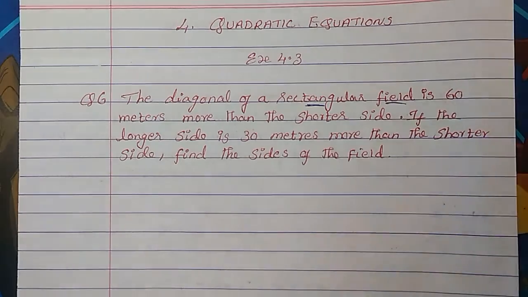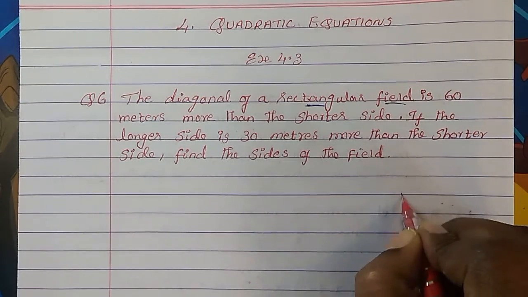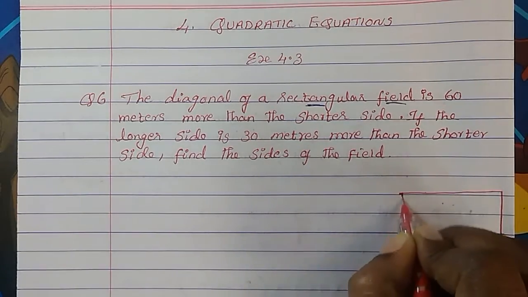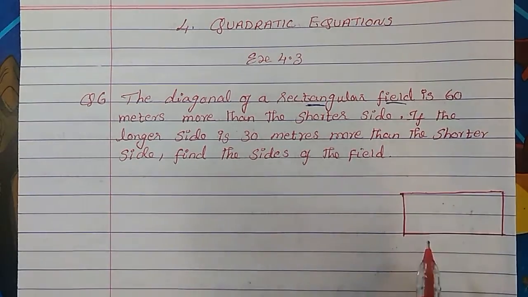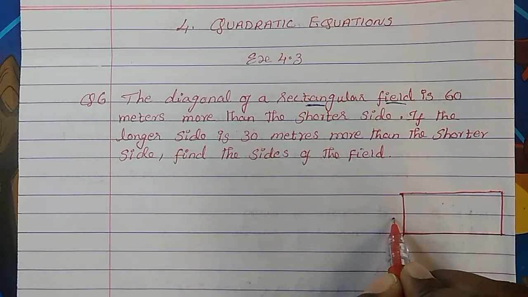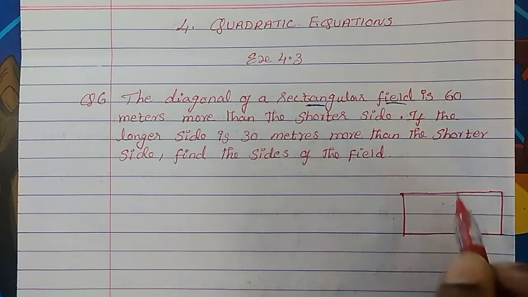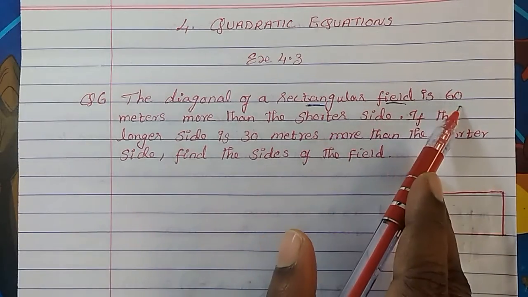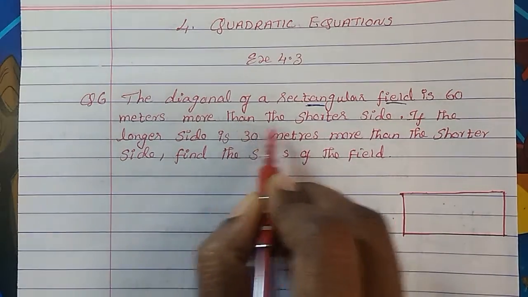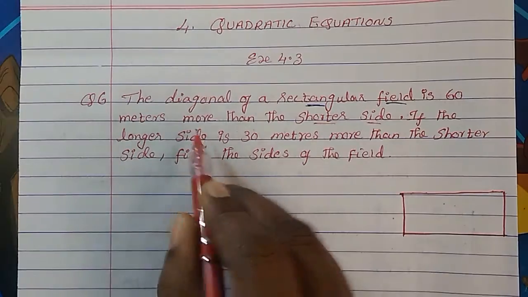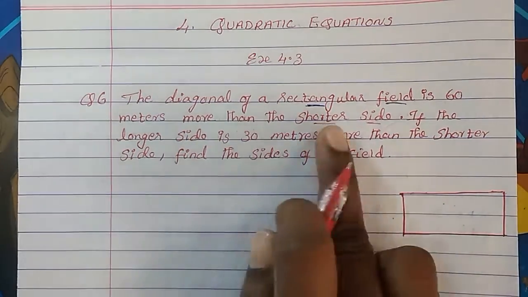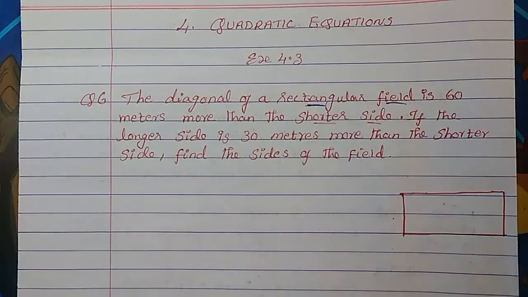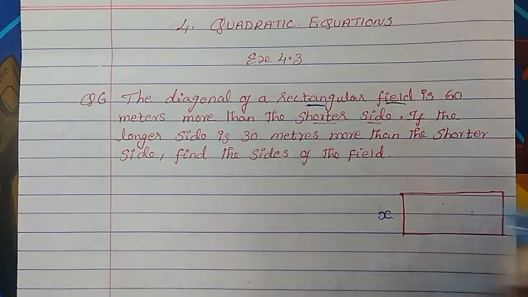So this is the rectangular field. In that we know this is the shorter side, this is the longer side. What is said: the diagonal of a rectangular field is 60 meters more than the shorter side. That means how much is the shorter side, we don't know. So we'll take the shorter side as x.